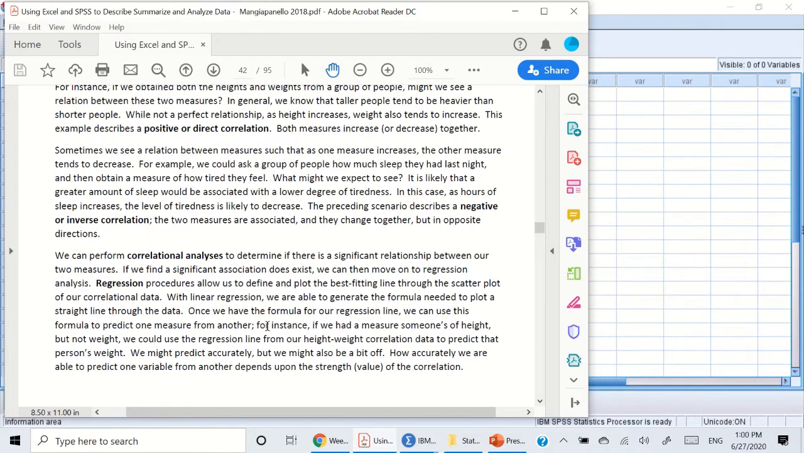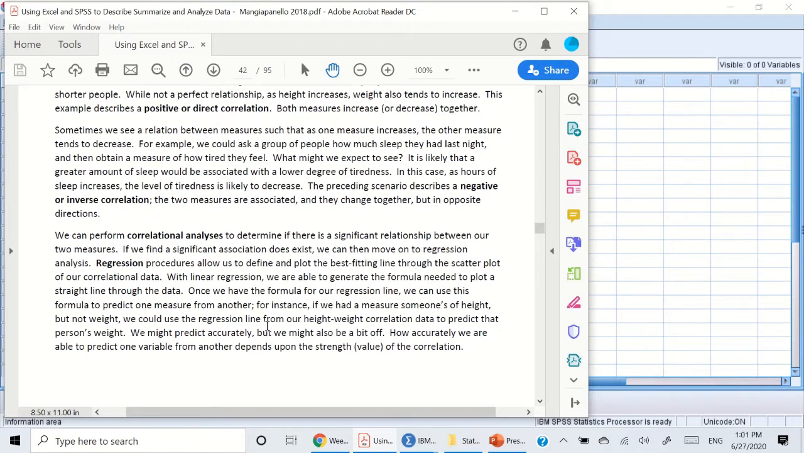Okay, so now correlation analysis is to determine if there is a significant relationship between our two measures. Now, if we find that there is a significant association, we can then move on to do regression analysis. Regression analysis should be only followed after a significant correlation, which means that if there is no correlation, there is no need to go on and do regression. Okay, so you're probably thinking, what is a regression? Well, the regression is basically a best fitting line to the scatter plot of the correlational data.